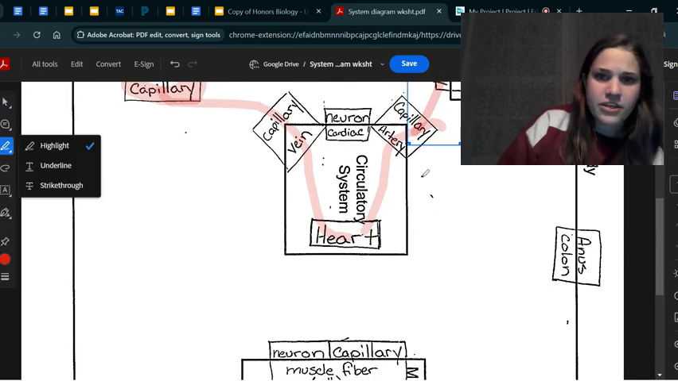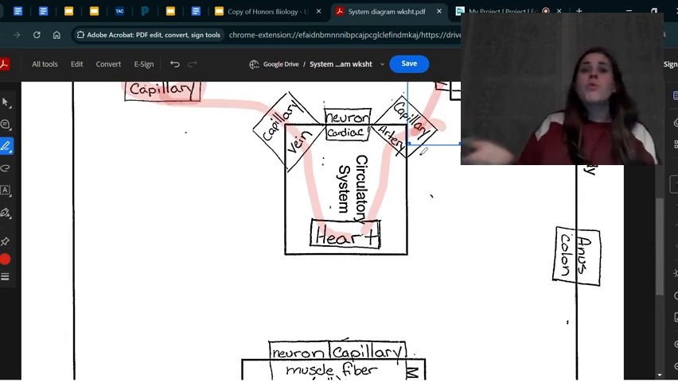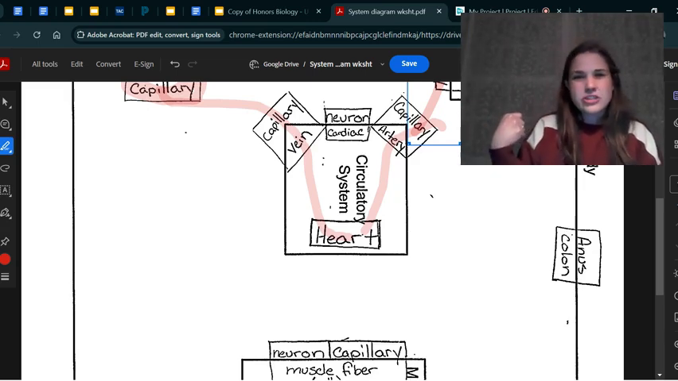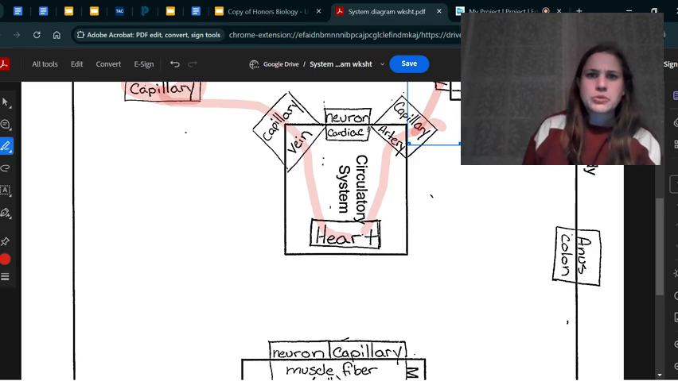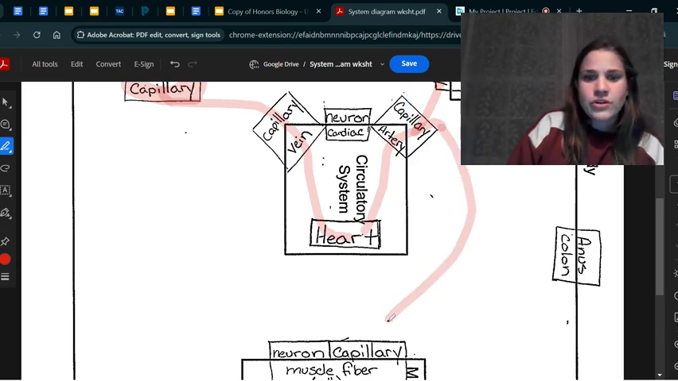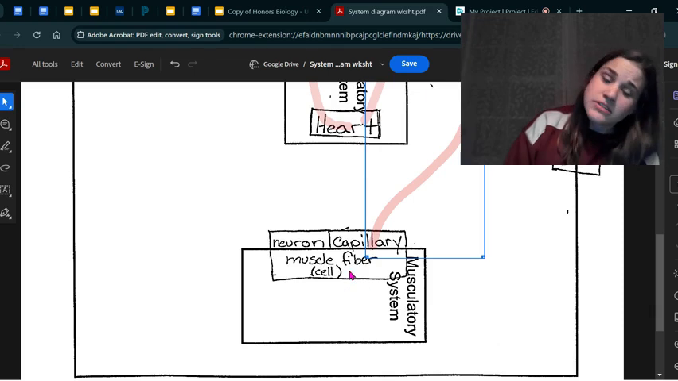But we've been looking at things mostly through the lens of the musculatory system, picturing a skeletal muscle, one that you could consciously control, like your biceps, your quads, things like that. How would it get the things that it needs to move? And so let's connect this capillary to this capillary, and that capillary is now going to be connected to a muscle fiber cell.